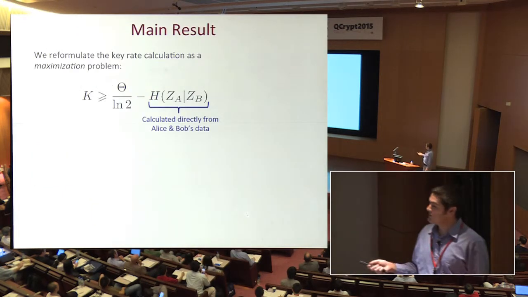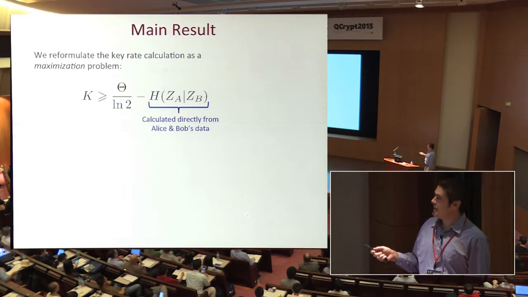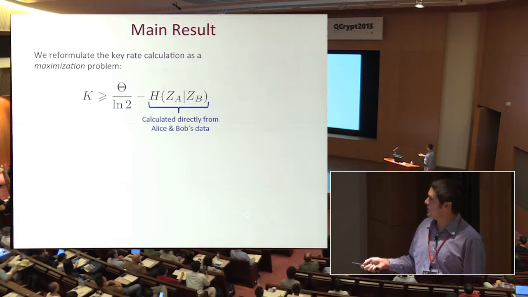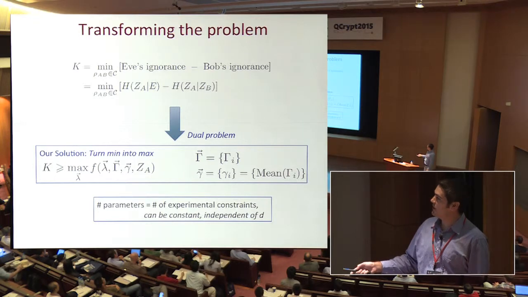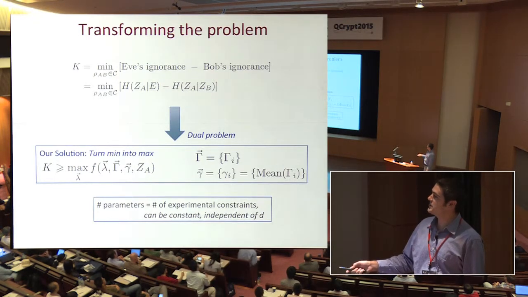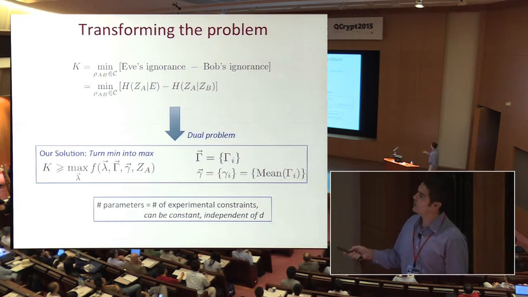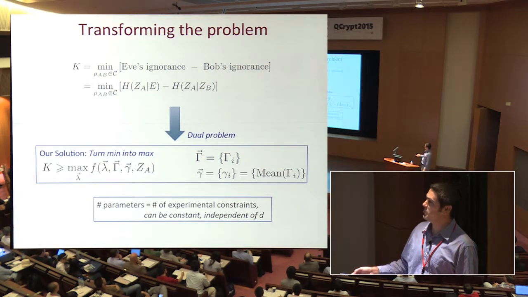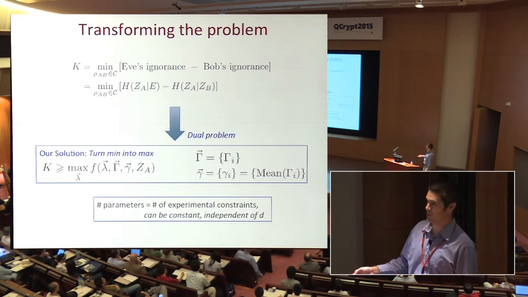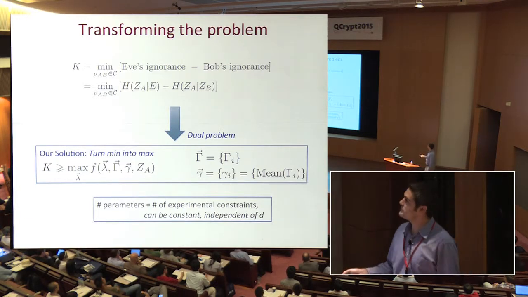So just to flash up my main result, let me go back to the previous slide for the moment. This function here that we find depends on the measurement operators gamma, as well as their expectation values, as well as the POVM elements that Alice has used to generate her key. And it depends on these Lagrange multipliers, lambda, which is one of the things that you optimize over.